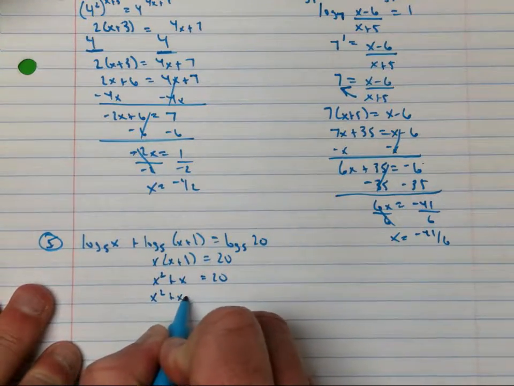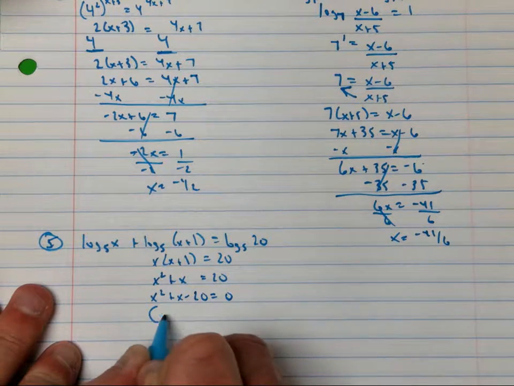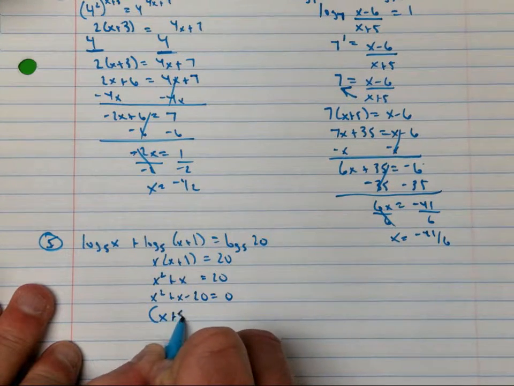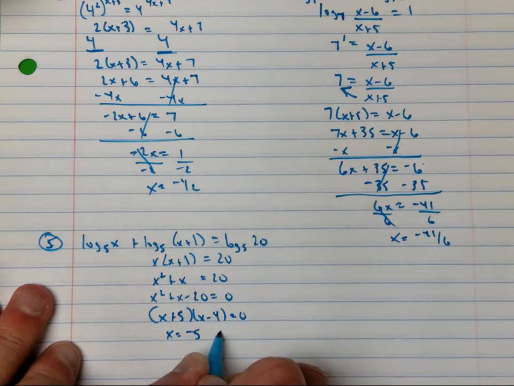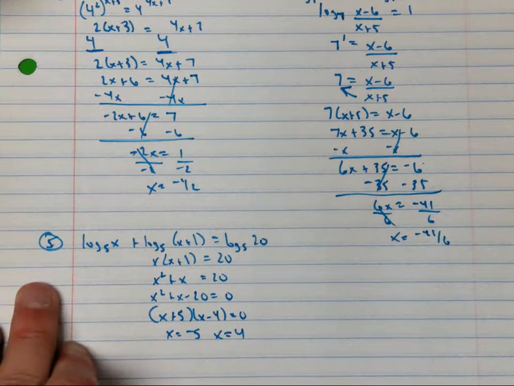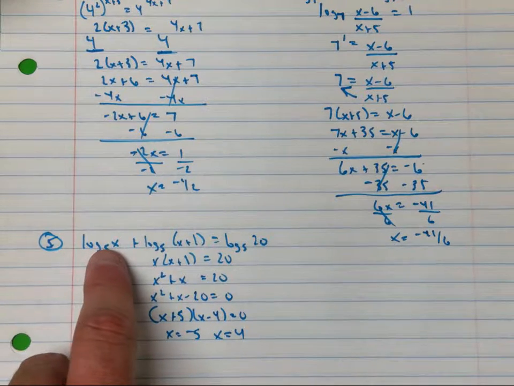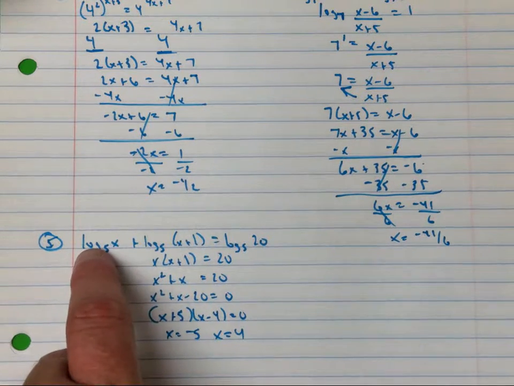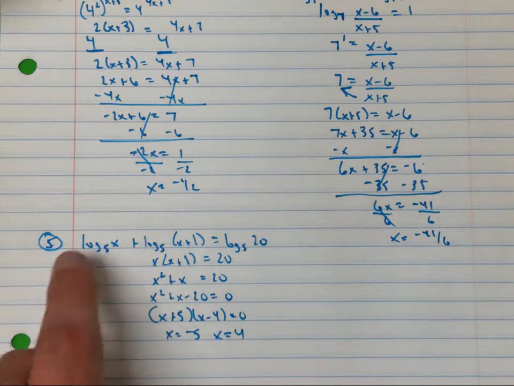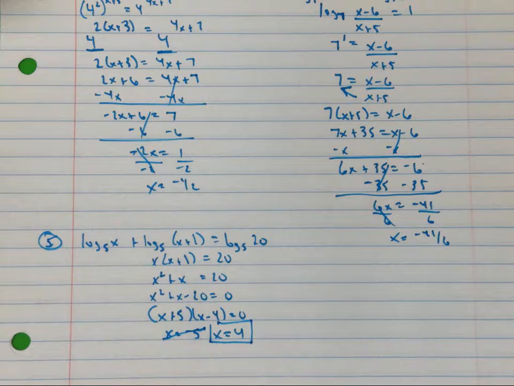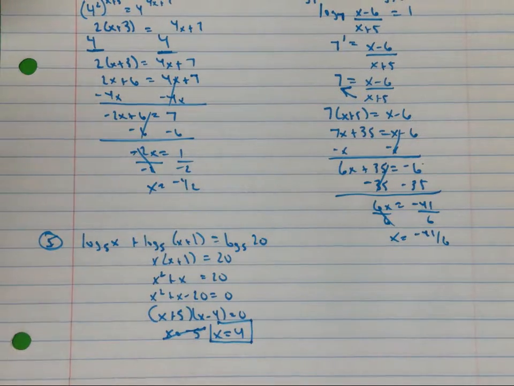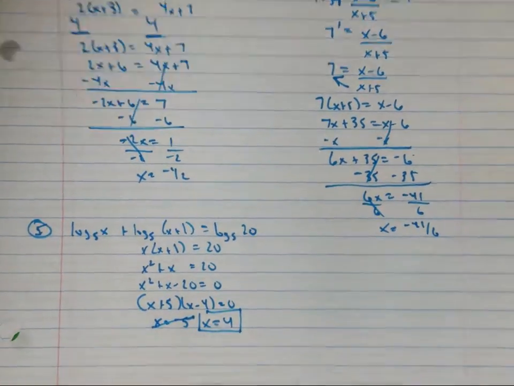Gotta get it equal to 0. So that gives me x plus 5, x minus 4. That gives me x equals negative 5 and x equals 4. When you get more than one answer, you have to check. If I have negative 5, I have to throw a negative 5 in. That's a negative sitting next to that log. Remember, logs are not defined for negative, so that is not your answer. You only have one answer, x equals 4. Okay. Let's look at number 6.